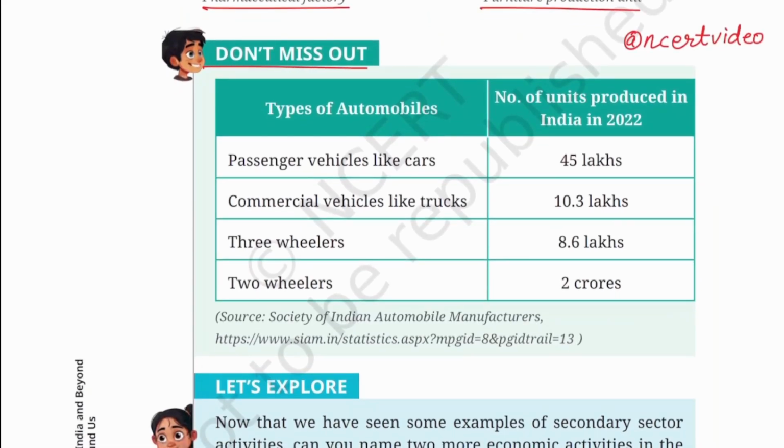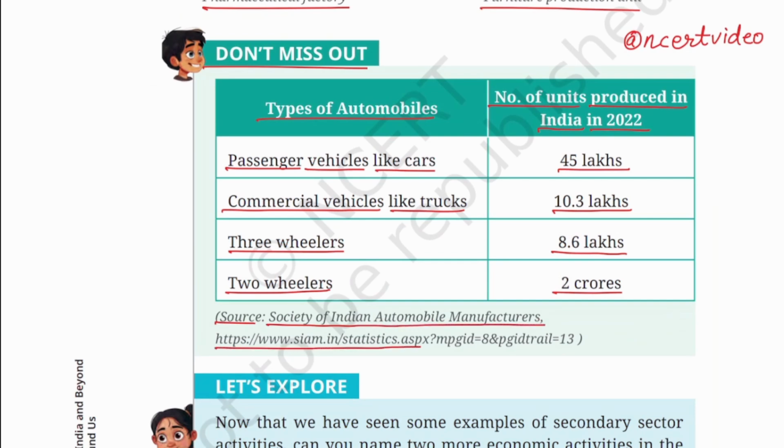Don't miss out. Types of automobiles, number of units produced in India in 2022. Passenger vehicles like cars, 45 lakhs. Commercial vehicles like trucks, 10.3 lakhs. Three-wheelers, 8.6 lakhs. Two-wheelers, 2 crores. Source: Society of Indian Automobile Manufacturers. To know more, you can visit this website.